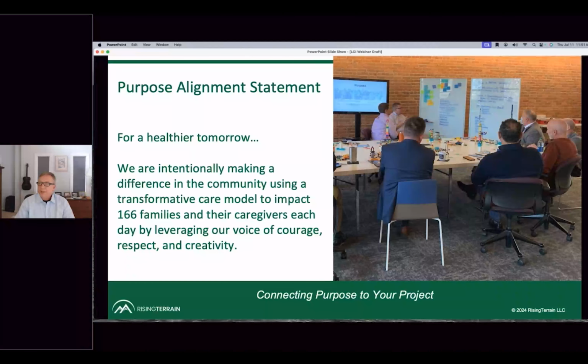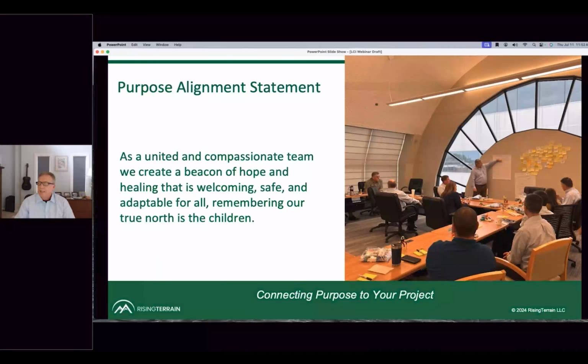Another example here. In this case, this is another leadership group for a healthcare project. They chose to name as the community they're benefiting the patients and caregivers. And for me, I thought it was powerful that they specified a number: at any given time, they're impacting the lives of 166 families. So that made it personal for them, and you can sense why it did.